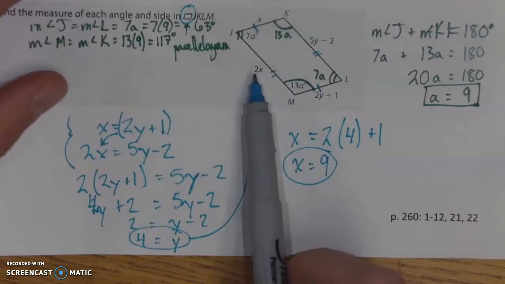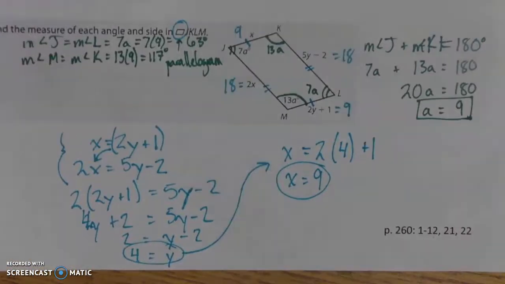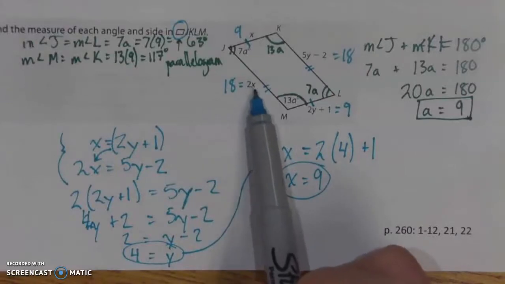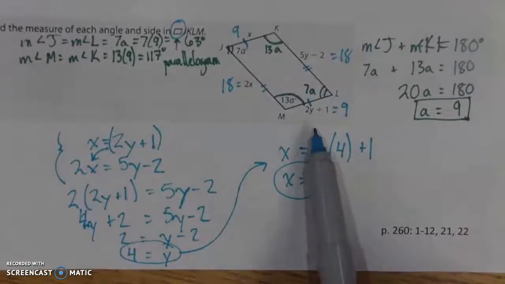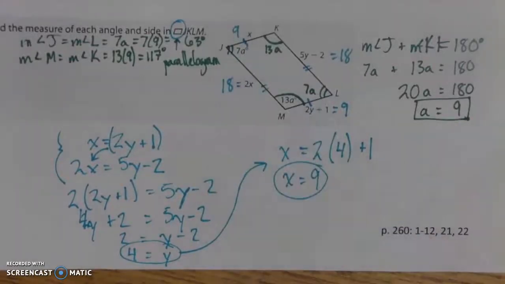Now that I know these two things, I'll be able to find all of the sides, and let's just do this in as easy a way as possible. Substituting those in, I get 2 times x, 2 times 9 is 18, which means the opposite side is 18. Here, x is 9, and so the opposite side will be 9, and I would be finished.